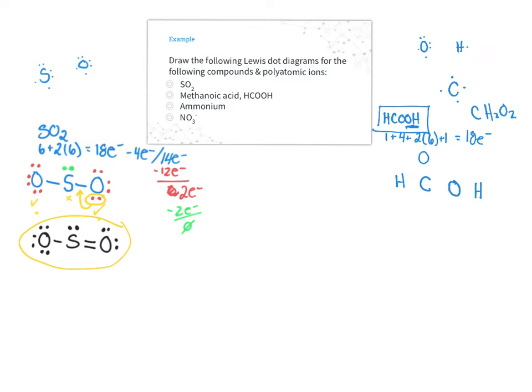And what we're going to do is we're going to connect all atoms within our skeleton here with a bond. We're going to subtract electrons from our total based on how many bonds we drew. We drew 1, 2, 3, 4 bonds. Each bond is 2 electrons. Therefore, I just used 8 electrons in this diagram. I'm left with 10 electrons to put back in.